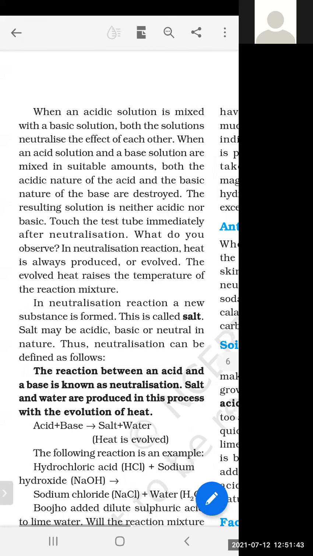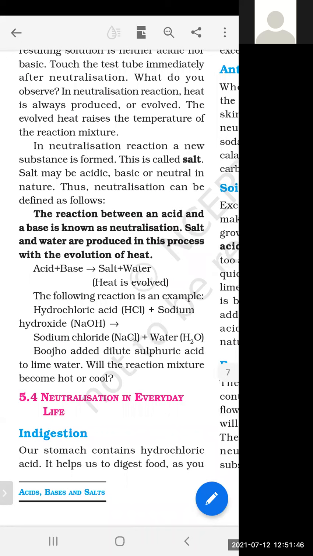The following reaction is an example. You can also write the example. Hydrochloric acid, HCl, is the formula of hydrochloric acid. All the students have to write this example also: hydrochloric acid, HCl, plus sodium hydroxide, NaOH, gives sodium chloride and water. So you have to write all the formulas. When there is a question answer session, I will ask these formulas.